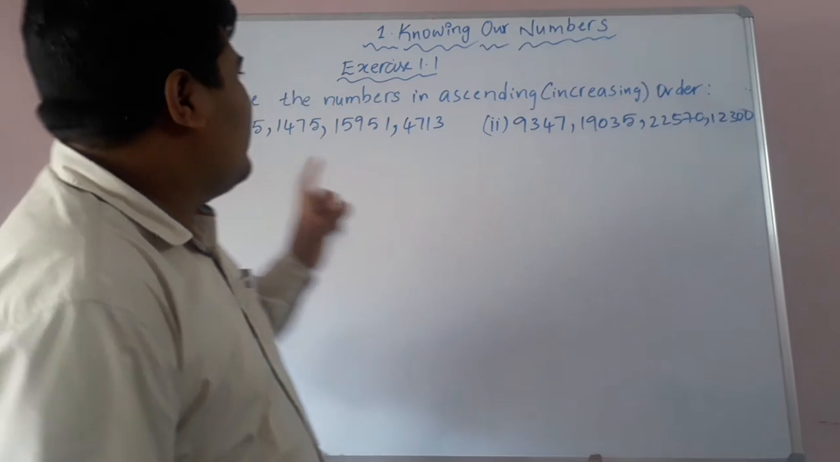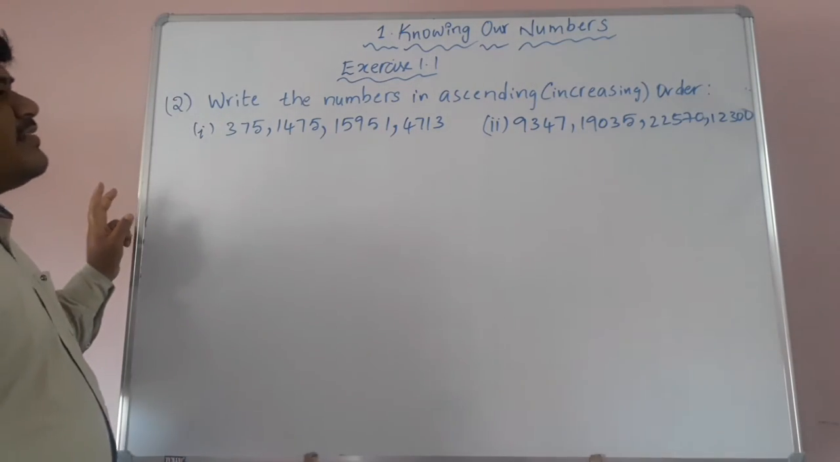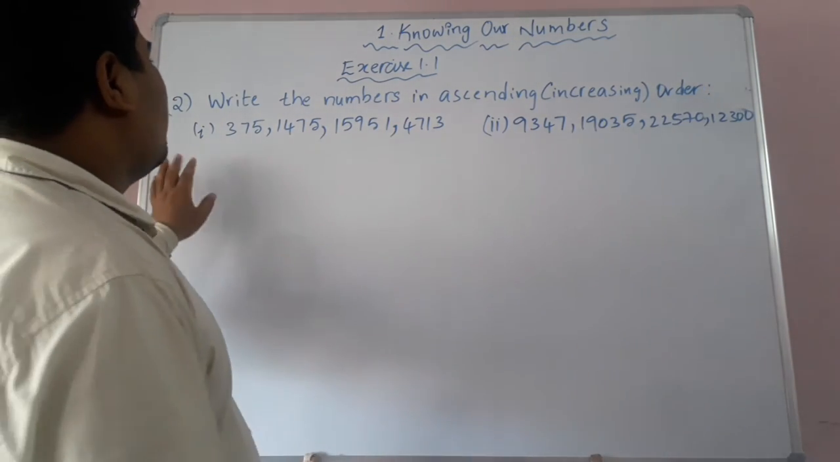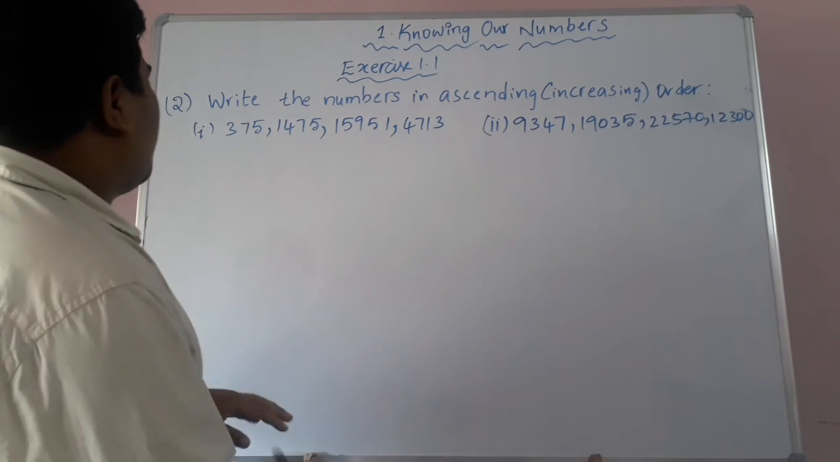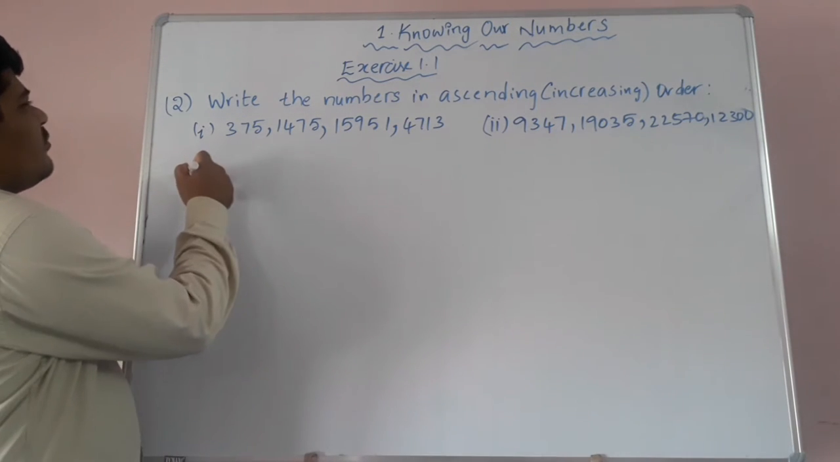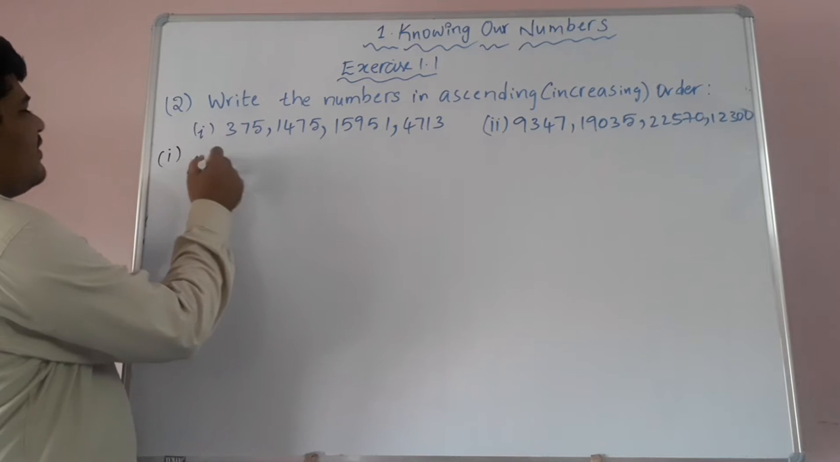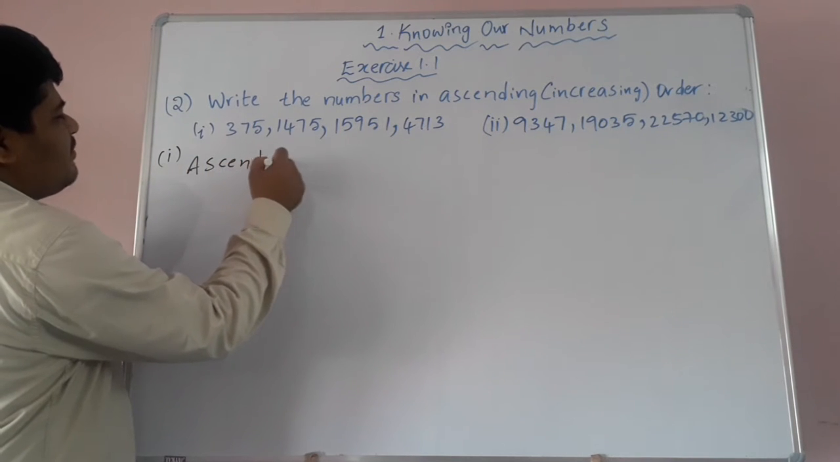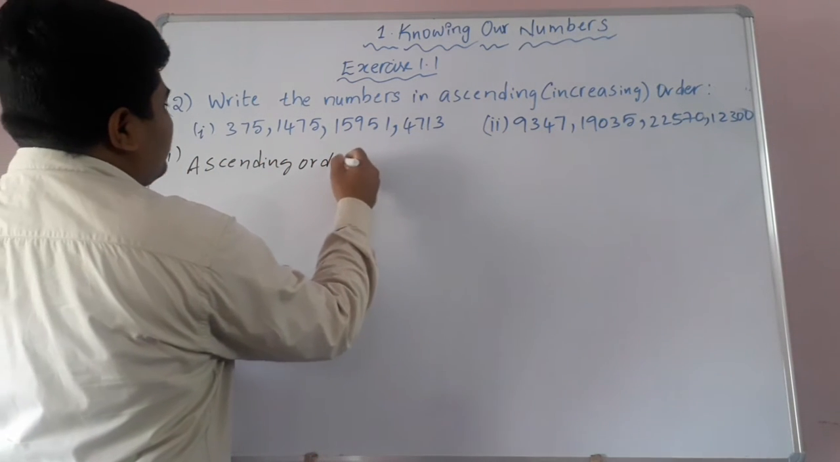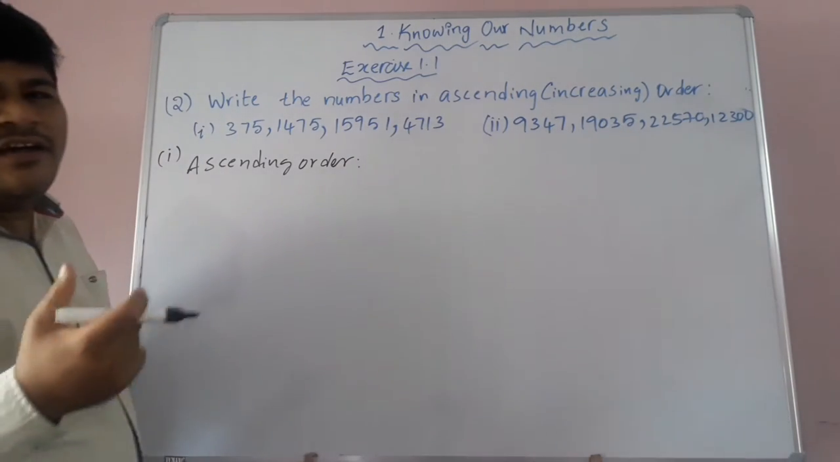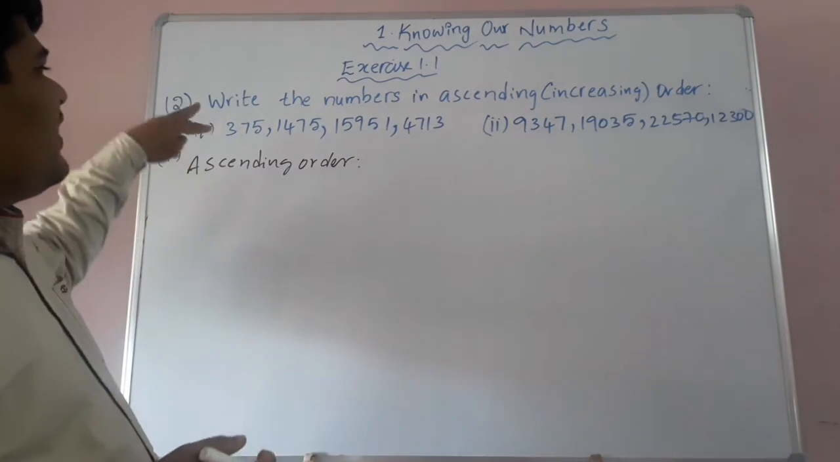Let's see problem number 2. Write the numbers in ascending, it means increasing order, children. So these are the given numbers. Okay. So ascending order, children, first one. So what is ascending order? Ascending order means we will write small number to big number in order. Okay. So children, this is very simple.